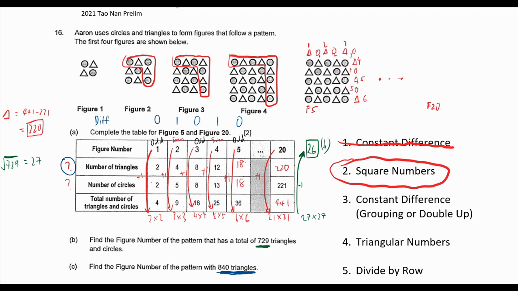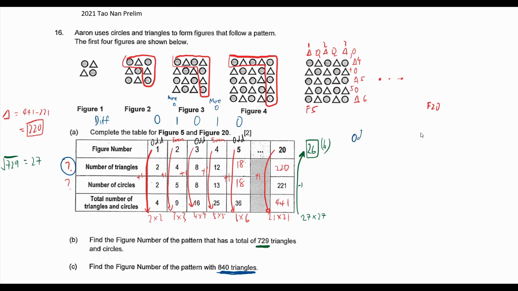Oh, and be careful, when the difference is 1, is it 1 more triangle or 1 more circle? Looks like it's consistently circles. Alright, so if there are 840 triangles, there will either be 840 circles if it's an odd row, or 841 circles if it's an even row.